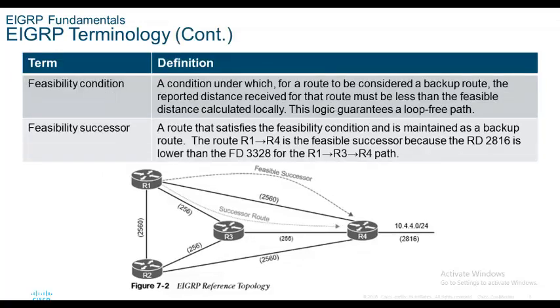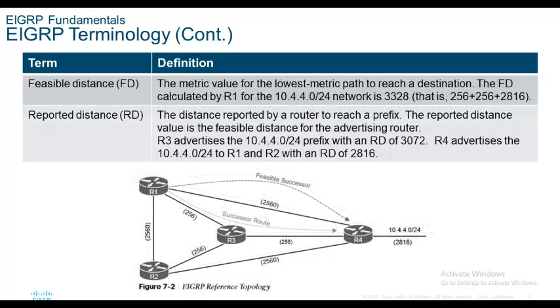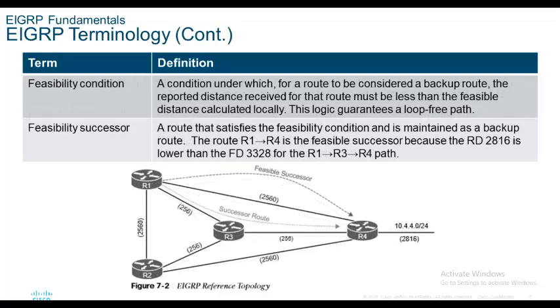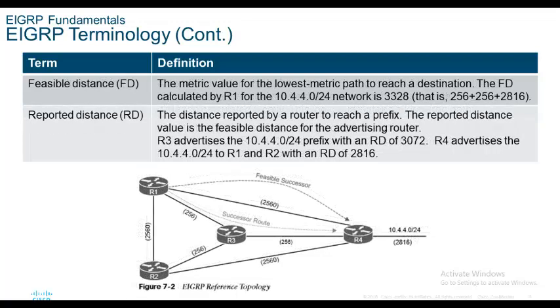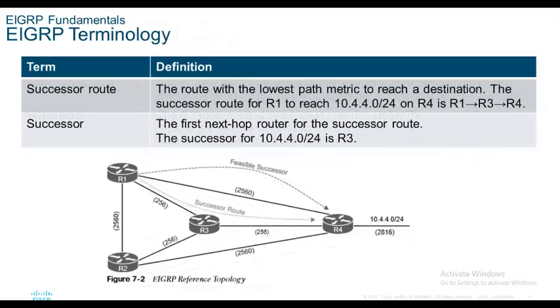Feasibility successor may be a confusing term for you, but if I write this, you will understand it better. The path which is elected as a genuine backup path is the feasibility successor, a genuine backup path. All paths cannot be a genuine or acceptable backup path.